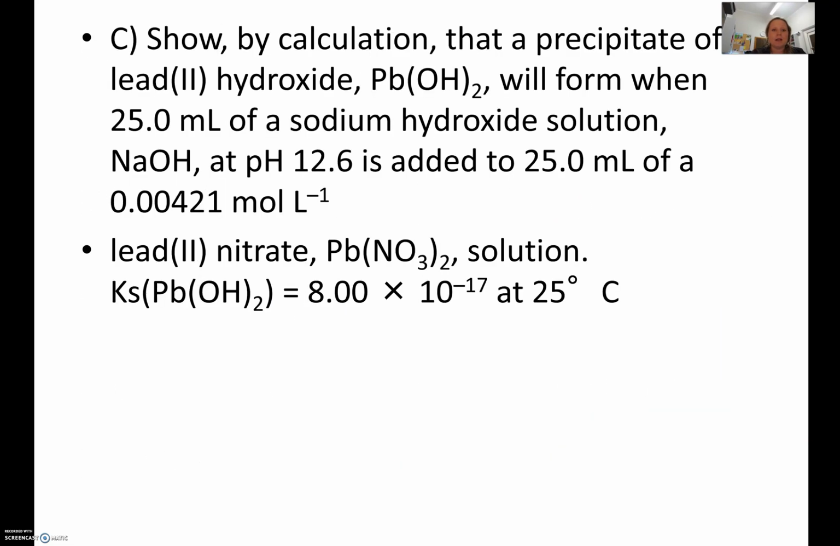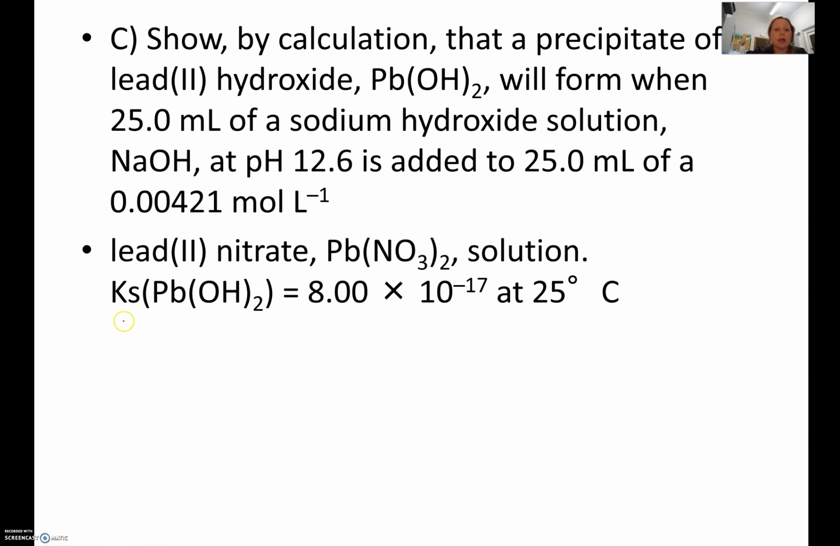So the next one, team, is here. Show by calculation that a precipitate of lead hydroxide will form when 25 mL of sodium hydroxide at a pH of 12.6 is added to 25 mL of 0.0421 moles per litre. And that must be of lead nitrate. Oh, it's just popped down here, of lead nitrate.